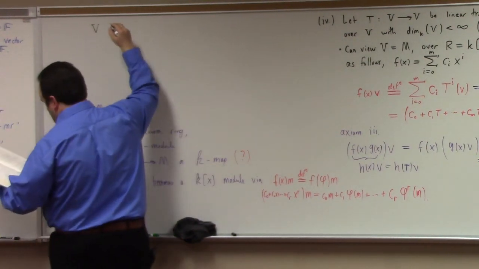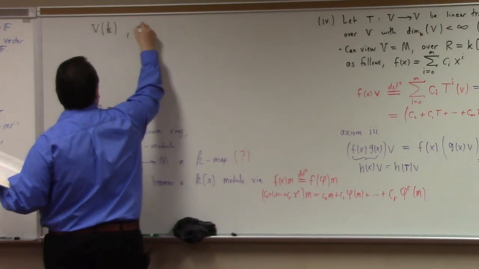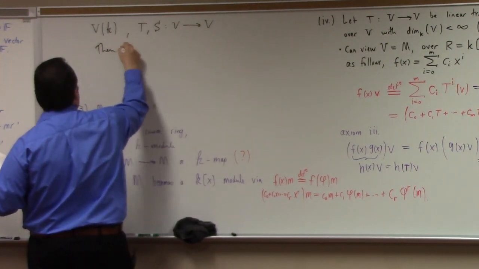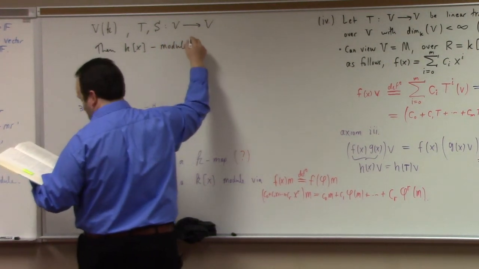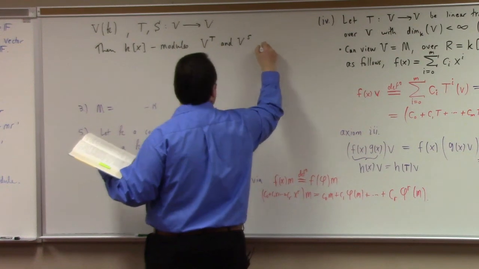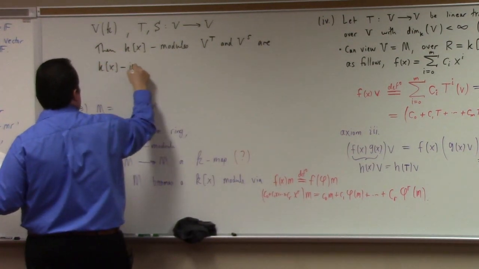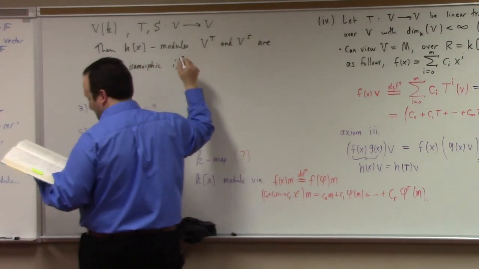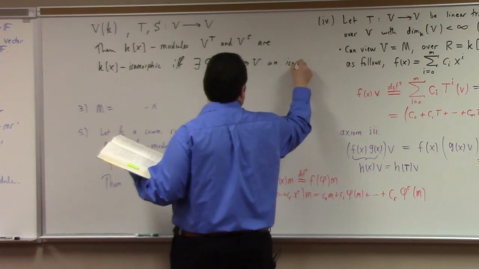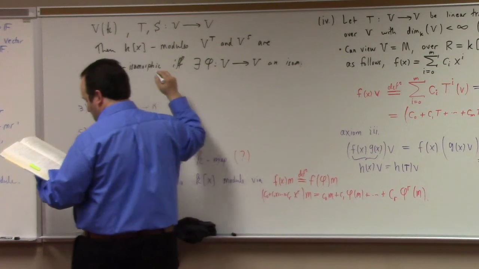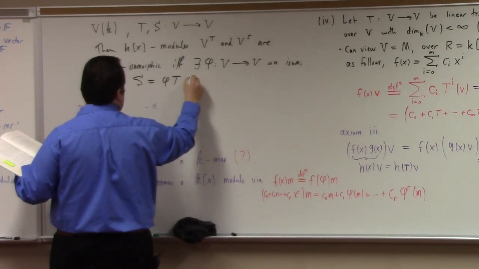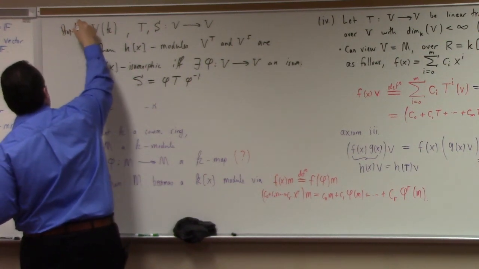If we have V over K, and you have T and S linear transformations on V, then the Kx modules V upper T and V upper S are Kx isomorphic if and only if there exists phi from V to V an isomorphism, with S equal to phi T phi inverse. So this is proposition 6.11, which I'll probably start with the proof of next time.